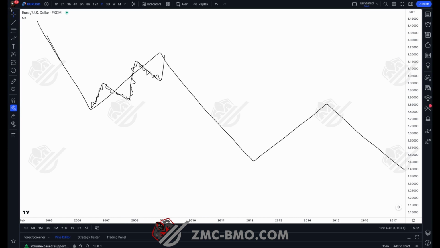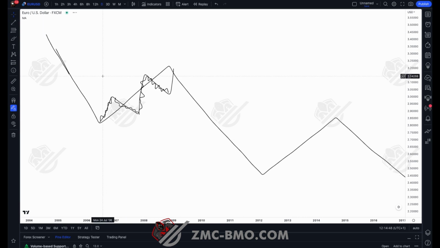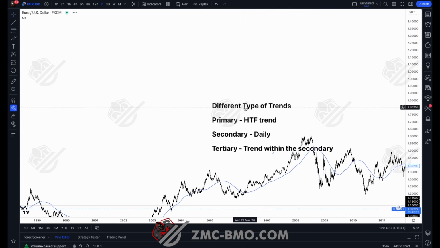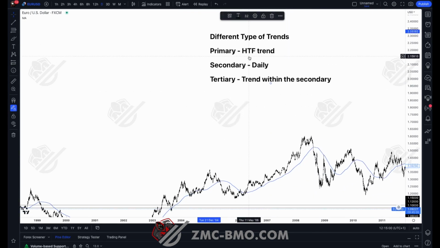It's all well and good looking at it on a line chart, but it's different looking at it on a live chart. So if we use euro dollar as the example here, since we're on here already. Like we said, different types of trends. The primary is the higher time frame. I'll also show you how to gauge it on the daily as well. Secondary tends to be those daily time frame moves on the chart. Tertiary is just the trend within the secondary trend, so that would be your hourly, your 30-minute moves.